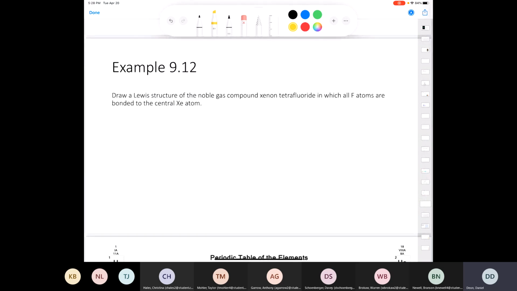If you look at the noble gases like helium and neon, for example, there are no known compounds of those elements. However, xenon is in the 5th period and can form bonds to other elements. So let's go over this one quickly. We have xenon tetrafluoride, XeF4, like this. It says that all 4 fluorines are bonded to the central xenon atom.